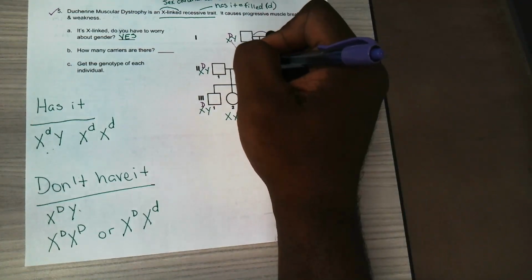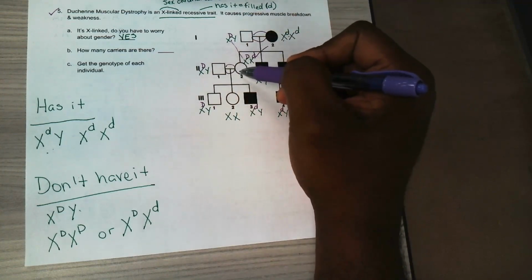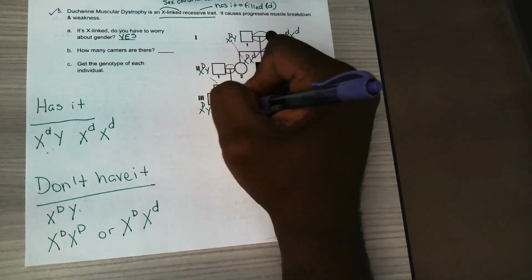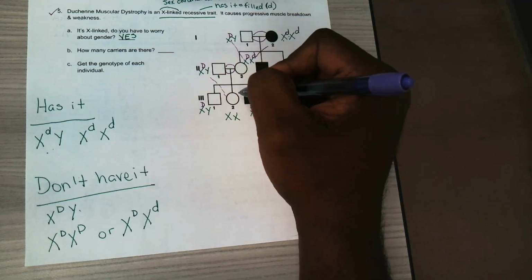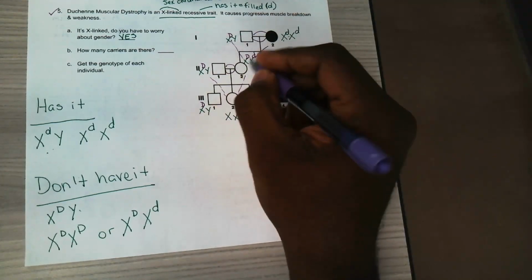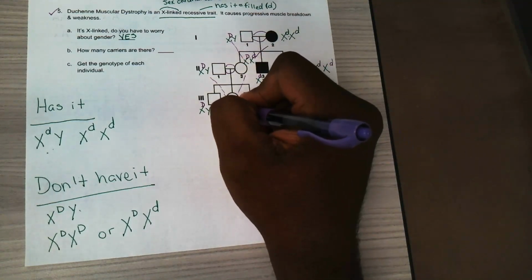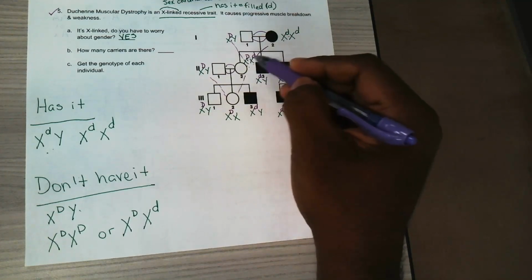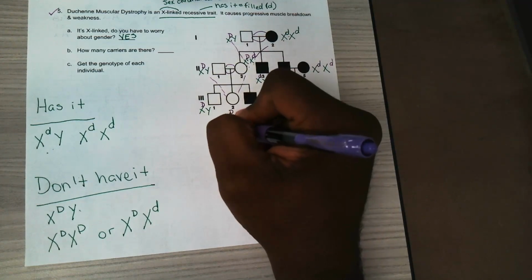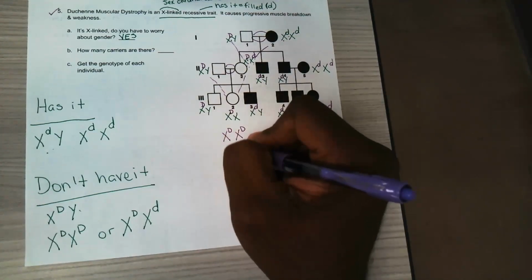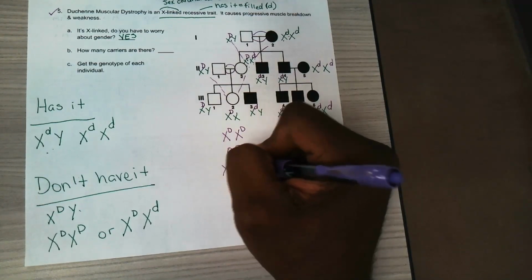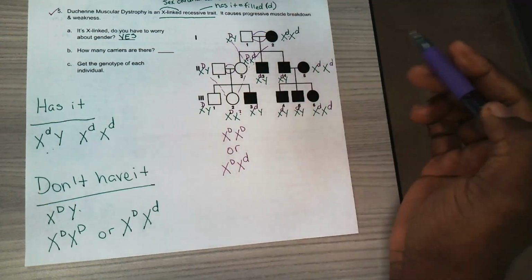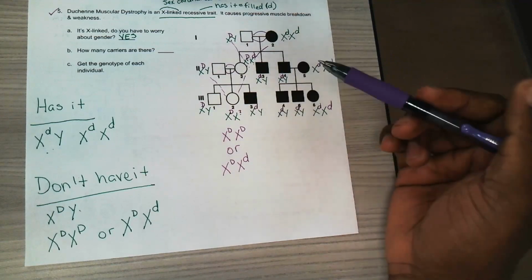Same thing here. This daughter goes out, she gets married. This child gets one allele from dad, one from mom. Now, we don't know for sure. We know for sure the one she gets from dad is going to be dominant, but because mom is heterozygous, which means she would have the big D and little d, this daughter could be this genotype or this genotype. So we're going to put a little question mark because we don't have enough information for this one to figure out what she could be.